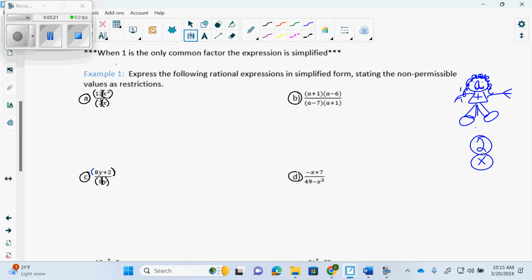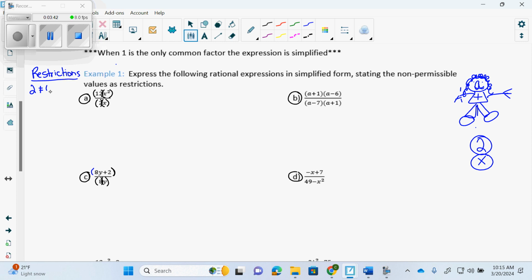So we are going to look at A. A are two snowballs, right? A 12 and an x squared, a 2 and an x. We have to state non-permissible values always before we cancel. So we look at that denominator. And our non-permissible values are our restrictions. We state them off to the side. So our restrictions, we can say 2 can't equal 0.